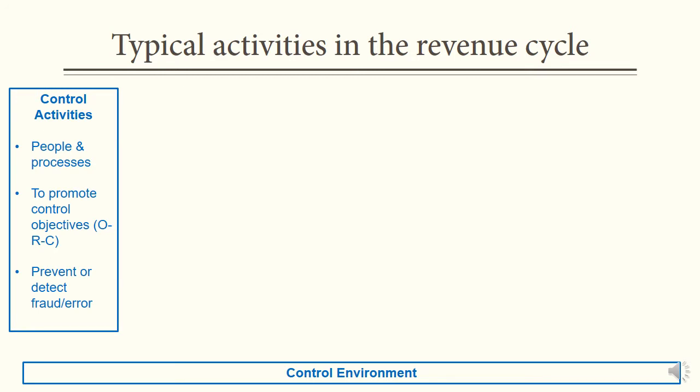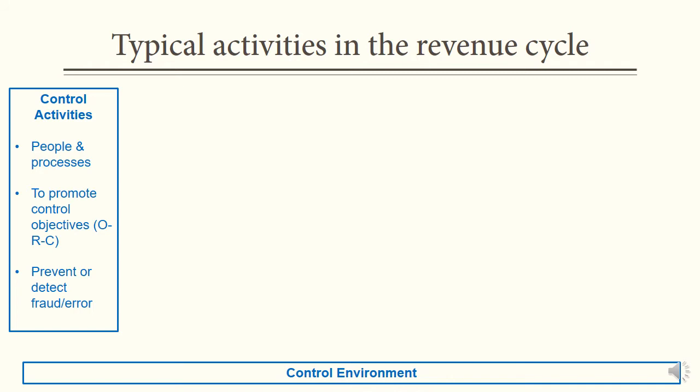Control activities, as we've discussed, are the people and processes that serve to promote the control objectives, so the operational objectives, the reporting objectives, and the compliance objectives. In other words, preventing stealing, lying, and cheating. And from a financial reporting perspective, preventing and/or detecting fraud and/or error.